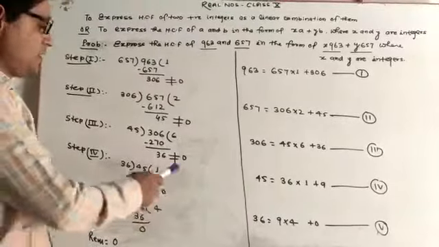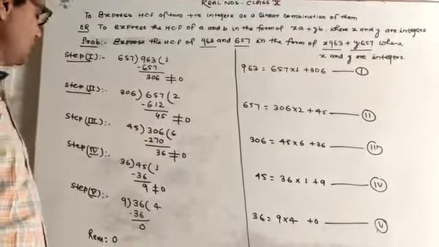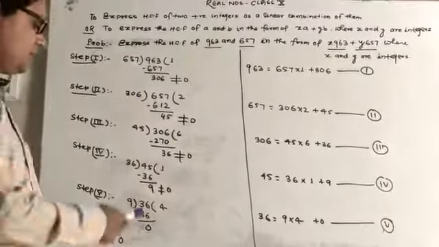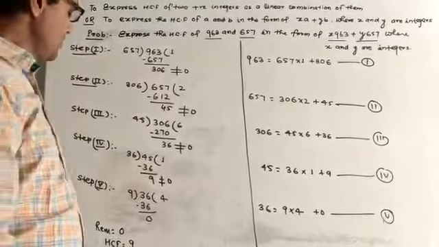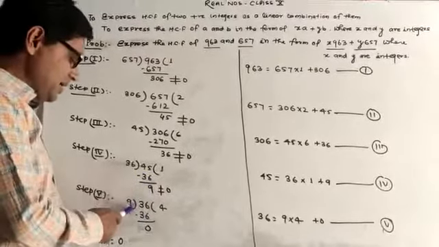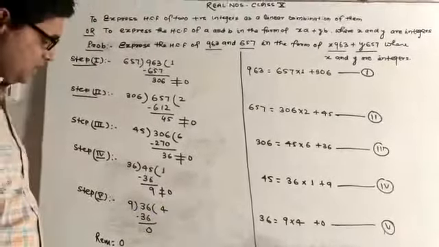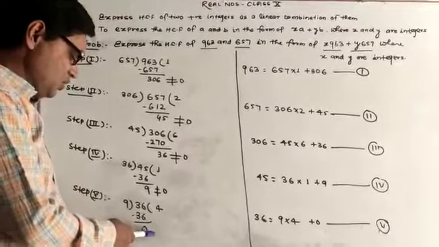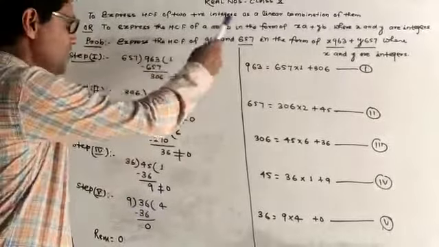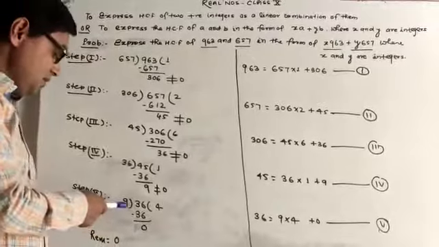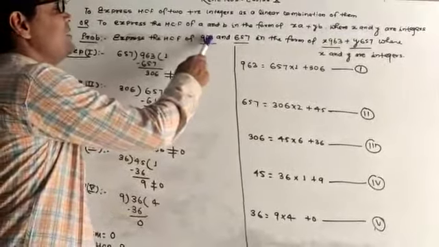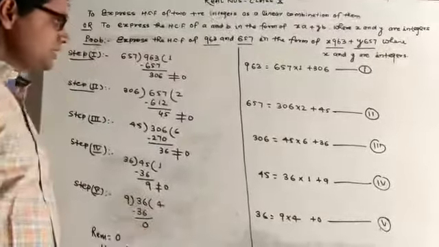In this step, the remainder is not equal to 0, so we will move to the next step, that is step 4. When we divide 45 by 36, the remainder is 9, and therefore we will move to step 5. When we divide 36 by 9, we will get remainder 0. Since the remainder at this stage is 0, the divisor in this case will be the HCF of the given two numbers. Here the divisor at the last stage is 9, therefore the HCF of 963 and 657 is equal to 9.